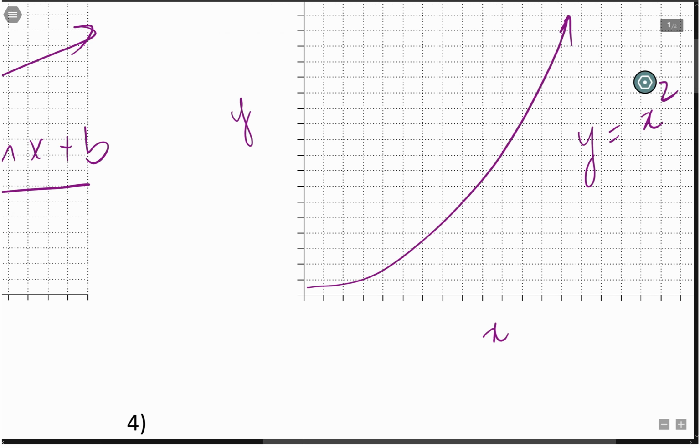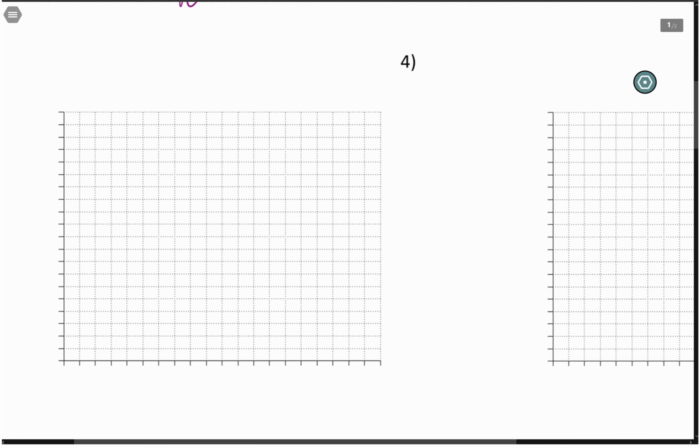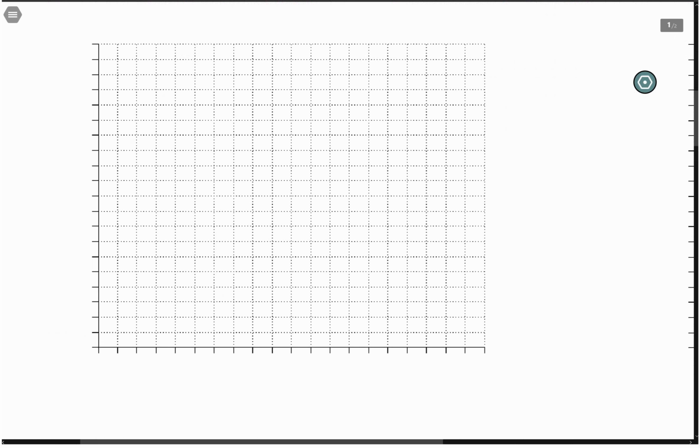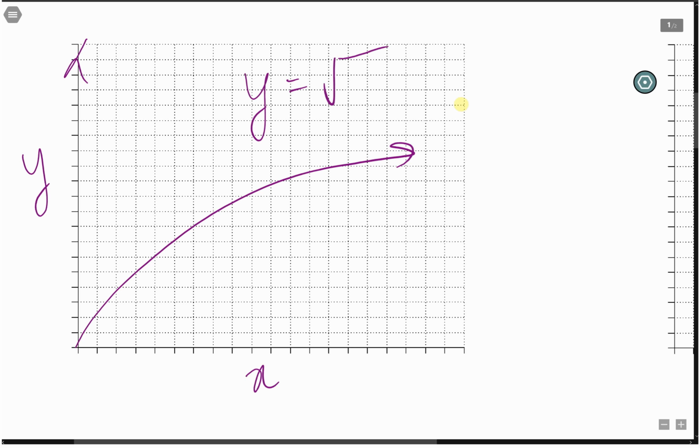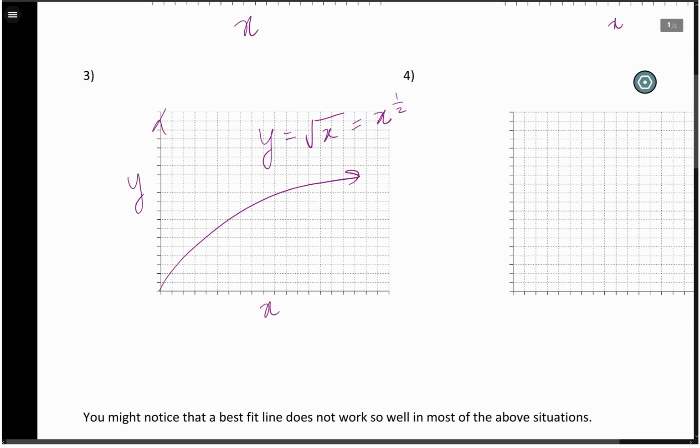How about another one? Maybe you may have seen this graph over here. Do you remember what this one can be represented as? If you're thinking y is equal to square root of x, we're on the right track. Also, another way to represent this is x to the power of 1 over 2. That's another curved graph you might see.